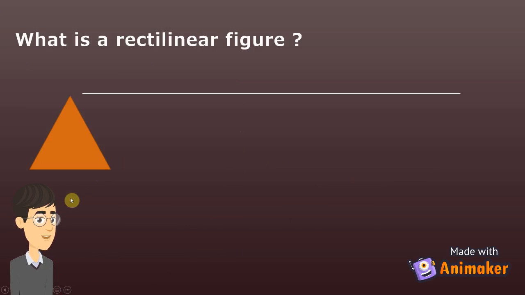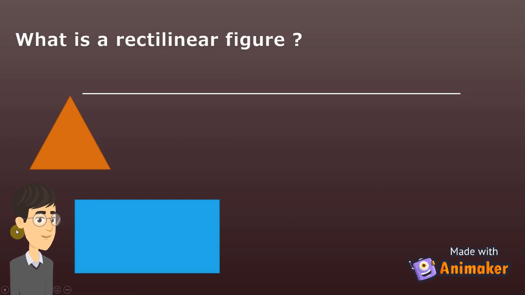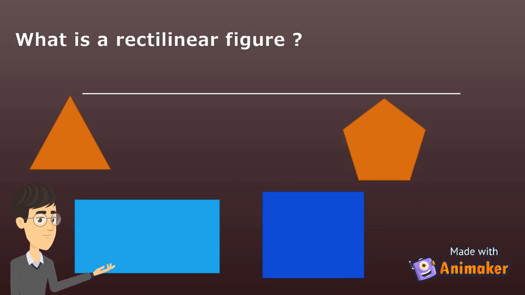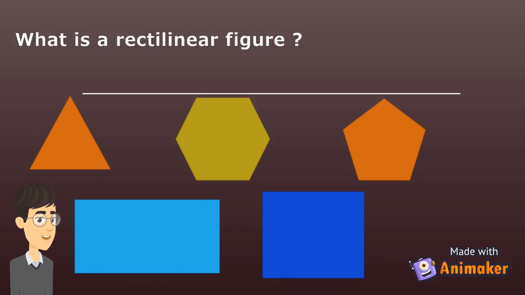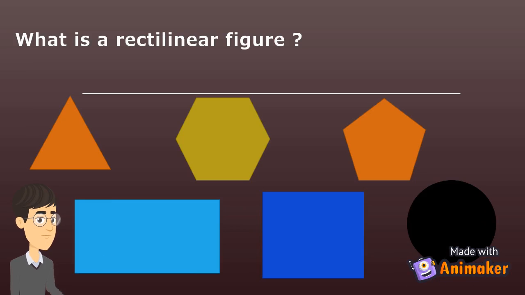Is a triangle a rectilinear figure? Yes. What about a rectangle? Well, that's a rectilinear figure too. A square is also a rectilinear figure. And so is a pentagon. And so is a hexagon. But what about a circle?